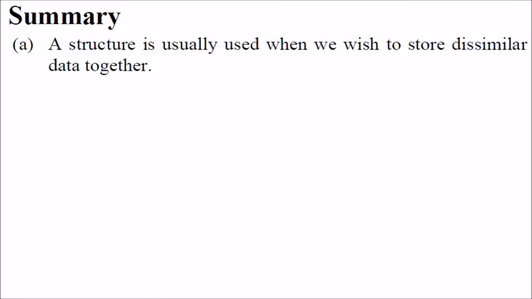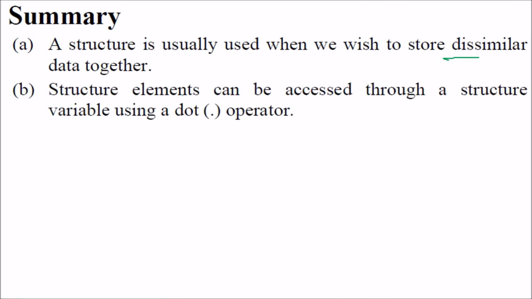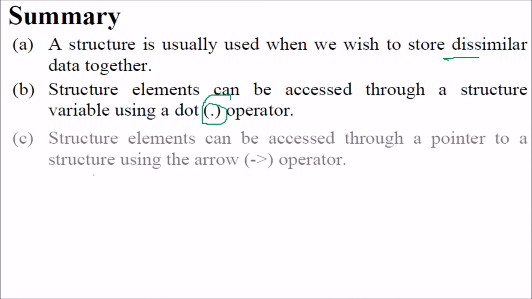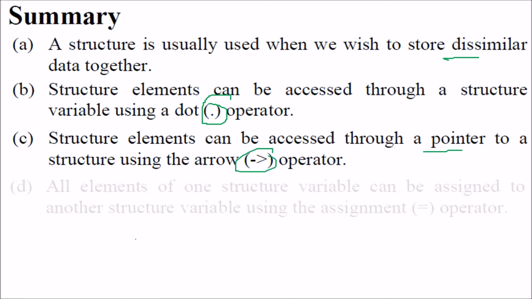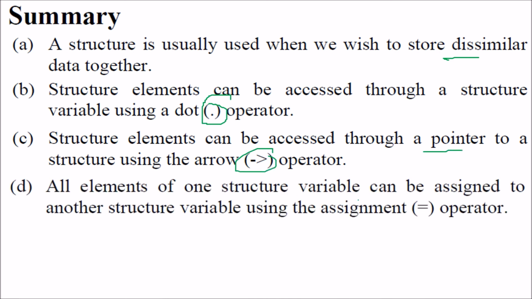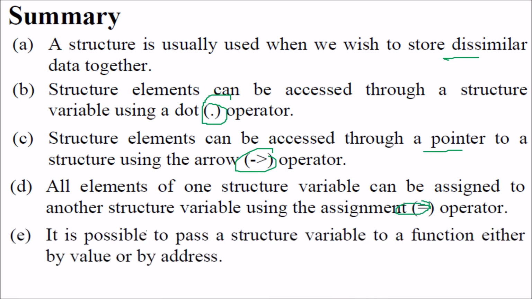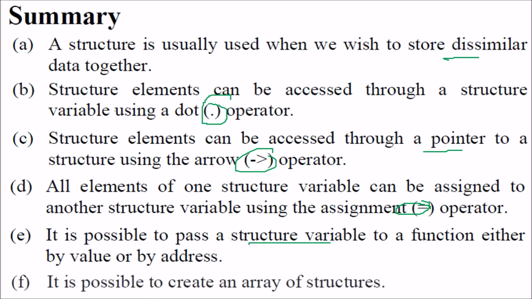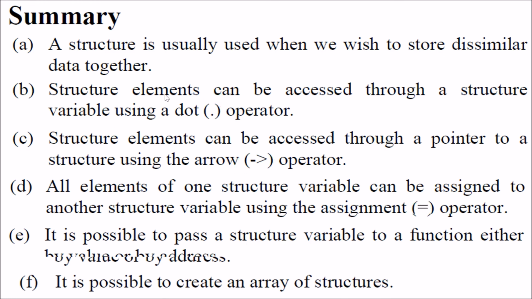So let us summarize. A structure is used when you store dissimilar data together. The structure elements are accessed through the structure variable and the dot operator. The structure elements can be accessed through a pointer to a structure using the arrow operator. And all elements of one structure variable can be easily assigned to another using the assignment operator. It is possible to pass the structure variable to a function either by value or by address. And it is possible to create an array of structures also.